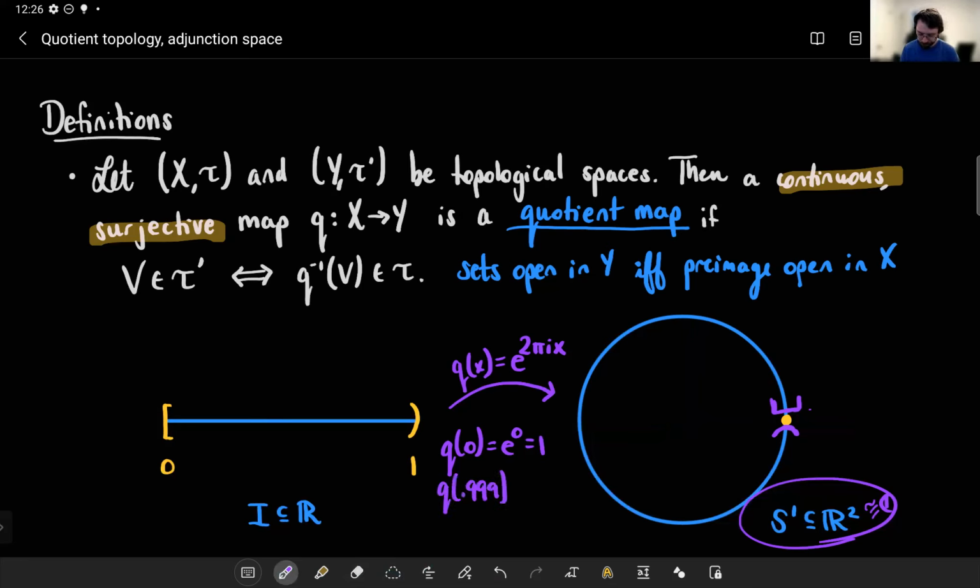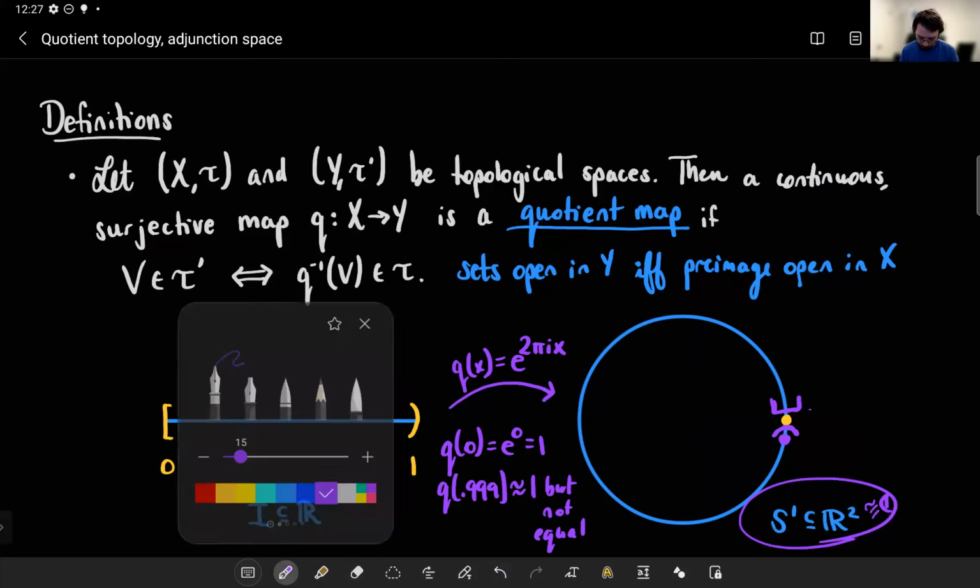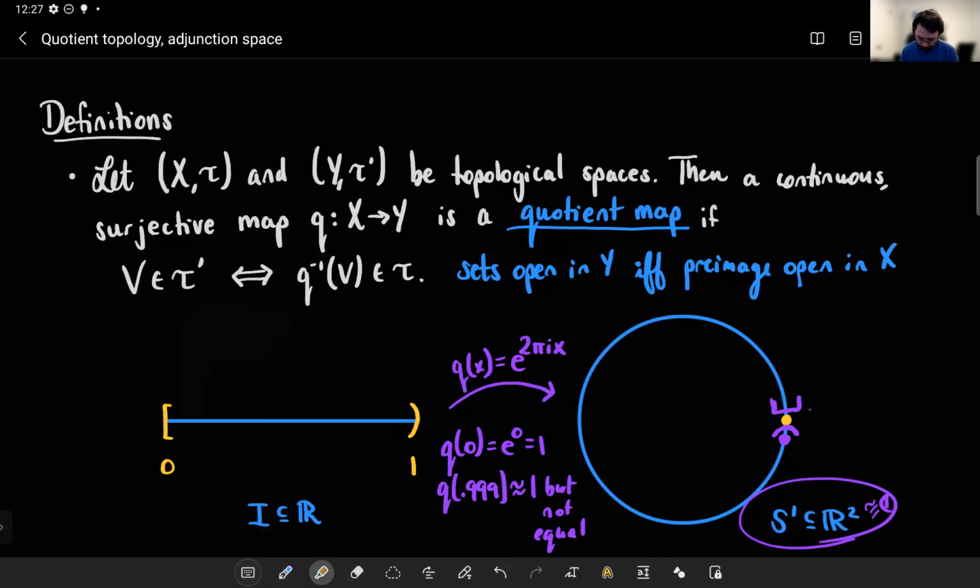Similarly, Q of 0.999, can't plug in 1, but I can plug in stuff really close to it, would give me some point really, really close to 1 as well. So it's really close to 1, but not exactly equal. But anyway, you get all the points you want. You fill out the entire circle. So it's a surjective map, it's a continuous map, and it has the all-important property that if you consider open sets in the codomain, their preimages are open in the domain.